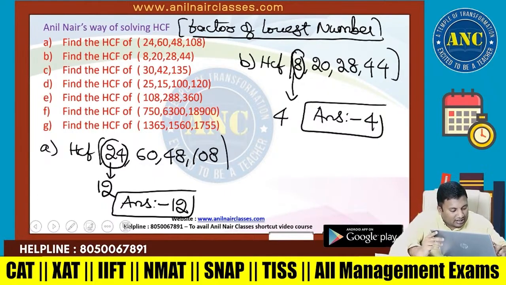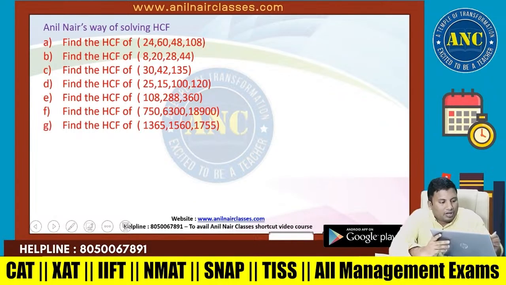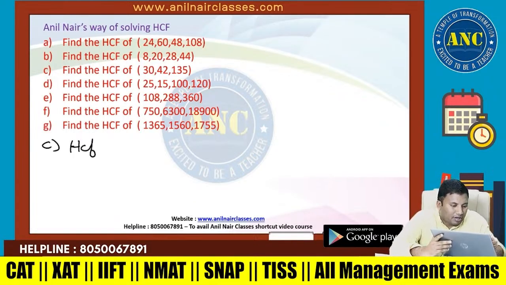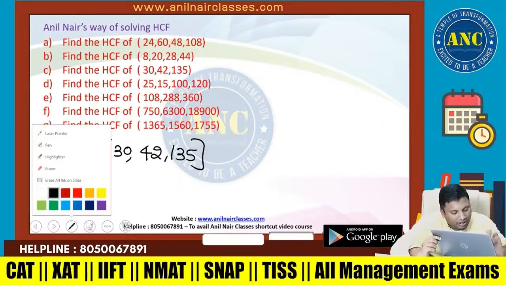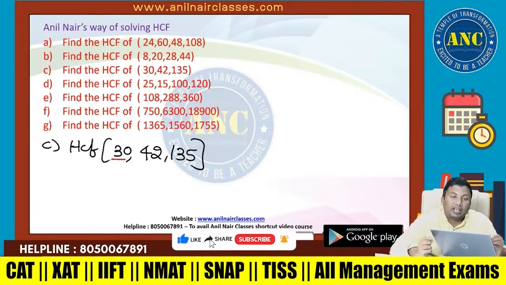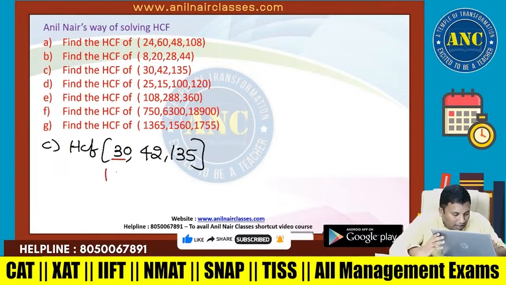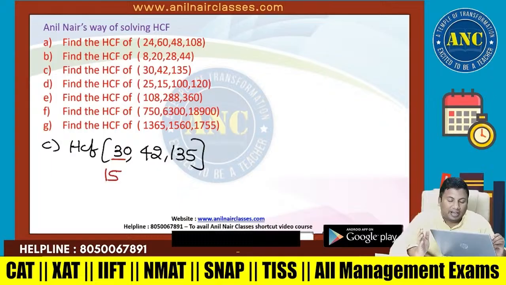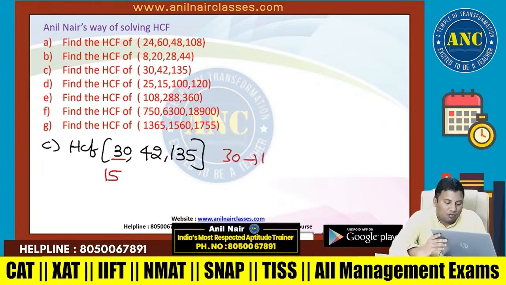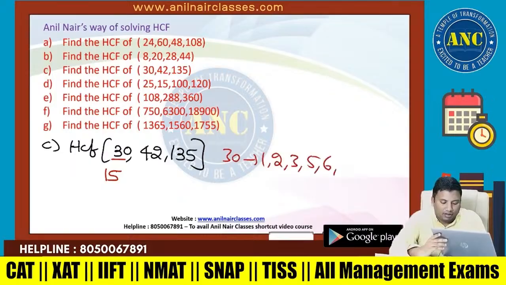Third one. Find the HCF of 30, 42 and 135. Take the lowest number, 30. Is 30 a factor of 42? No. Is 30 a factor of 135? No. Take the factors of 30. Factors of 30 are 1, 2, 3, 5, 6, 10, 15, 30. Does 15 divide 42? No.